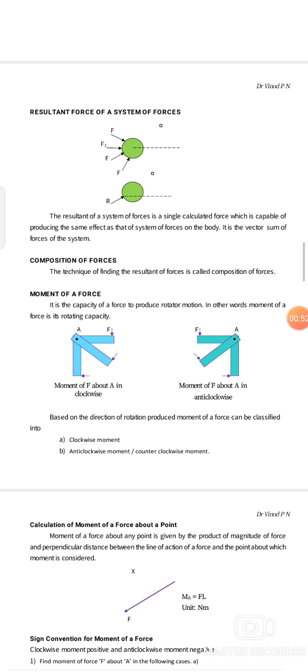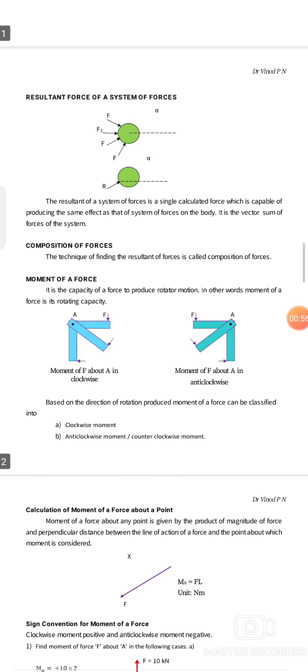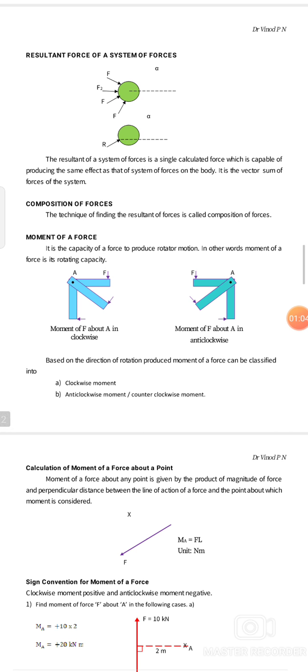The resultant of a system of forces is a single calculated force which is capable of producing the same effects as that of the system of forces on the body. It is the vector sum of forces on the system. So, the composition of forces.